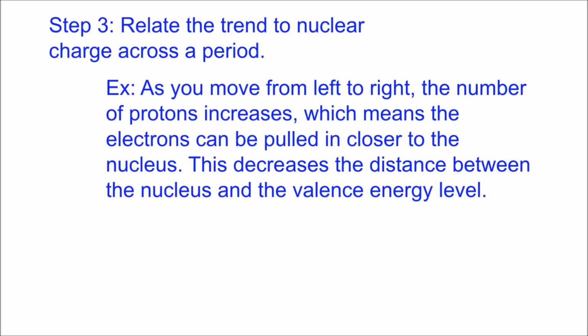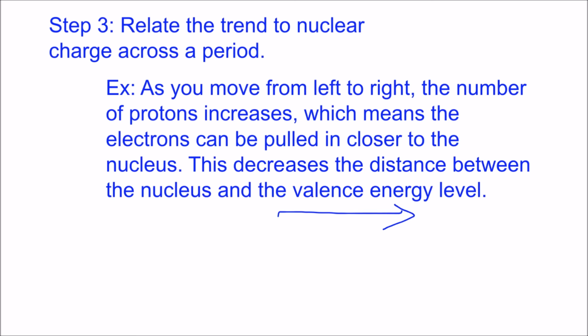Step 3, relate the trend to nuclear charge across a period. So here's the example. As you move from left to right, the number of protons increases, which means the electrons can be pulled in closer to the nucleus. This decreases the distance between the nucleus and the valence energy level. And so we know that the nuclear charge increases from left to right.